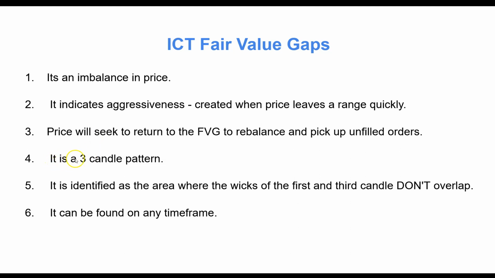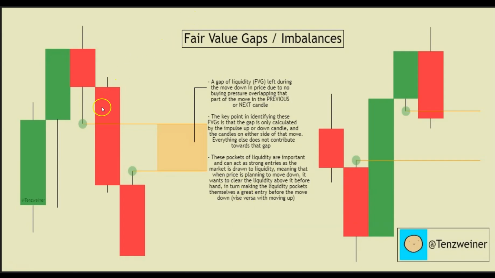Number four, it is a 3-candle pattern. Number five, it is identified as the area where the wicks of the first and the third candle do not overlap. That's one of the most important things, right? That's what we're going to look for. And then number six, it can be found on any time frame. So it doesn't matter if you're trading a 1 minute, a 5, a 15, daily, hourly, monthly, it works on all time frames. Okay, so fair value gaps and imbalances.